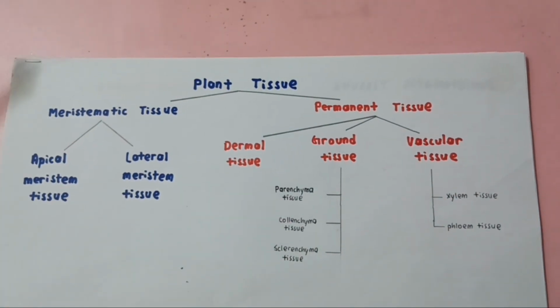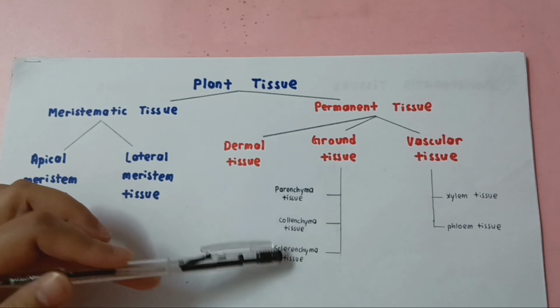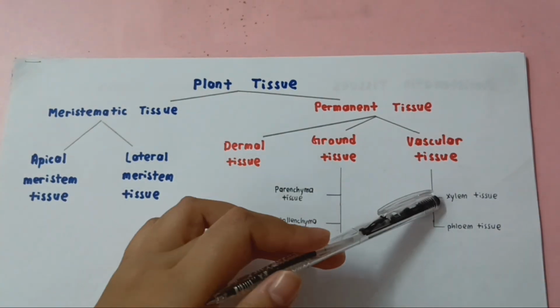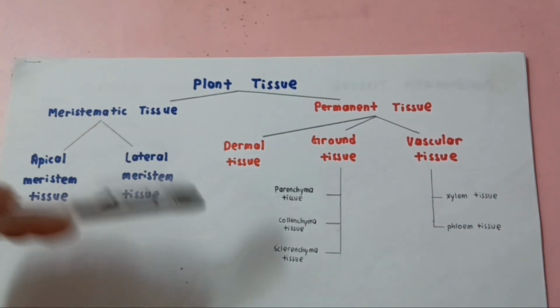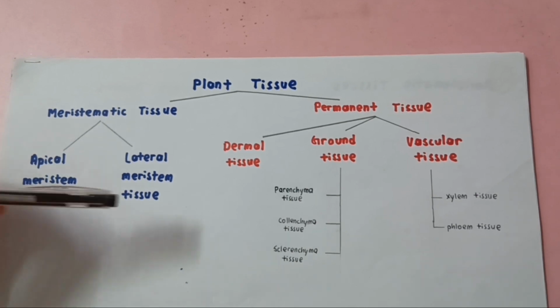Ground tissue consists of parenchyma tissue, collenchyma tissue, and sclerenchyma tissue. Vascular tissue consists of xylem tissue and phloem tissue. So this is a very brief introduction about all these different kinds of tissue. Then only we proceed to the more detailed discussion of each type of tissue.